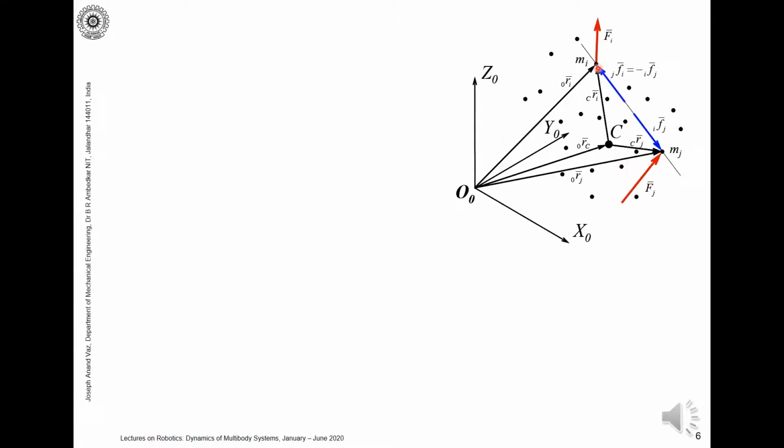In the previous lecture, we had discussed the concept of the center of mass for the system of particles. In this lecture, we will try to review the translational dynamics of the system of particles, which we had considered previously.